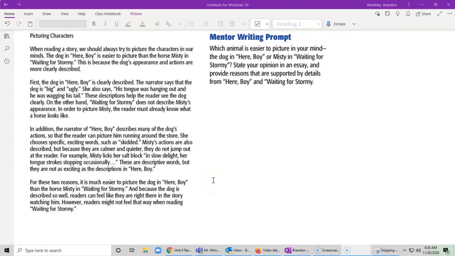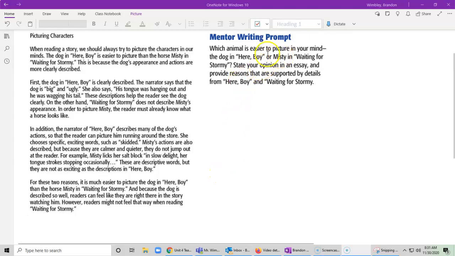So for this unit, we're going to be working on opinion writing. And so we're going to be looking not just at our own opinions, but using facts and details from text and sources to create that opinion. So we're going to look at this prompt right here.